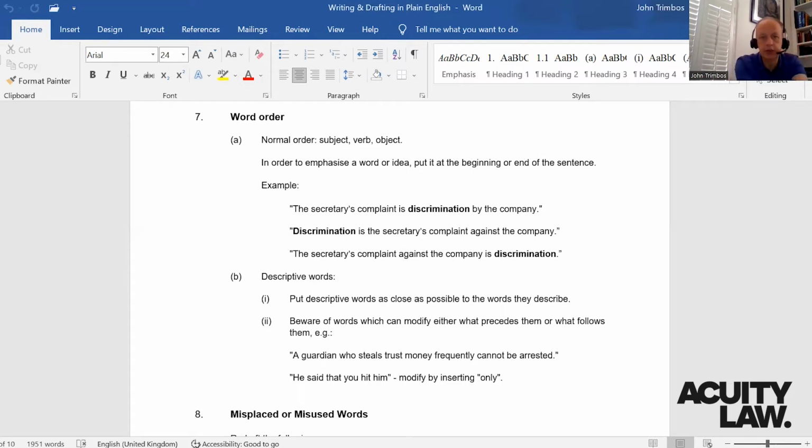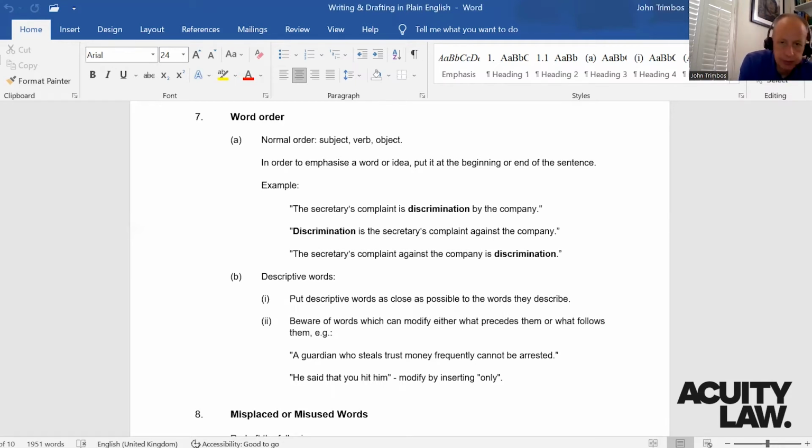Discrimination is the secretary's complaint against the company. Or you can move it to the back end of the sentence and it's the last word the reader takes in and it then sticks in the reader's mind. The secretary's complaint against the company is discrimination, like that. So that's a nice idea. Where you run into trouble, though, possibly, is if you add in descriptive or modifying words.